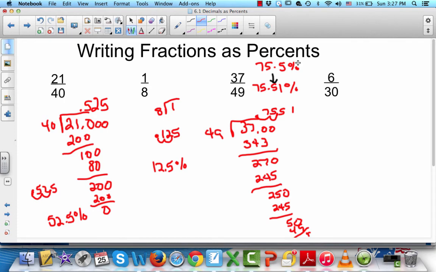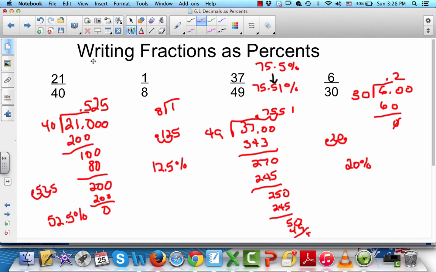Okay, finally the 6 over 30. We go 6 divided by 30. Put our decimals. 30 goes into 60 2 times with 0 remaining. So there's 0.2. So we go 0.2, we move it 1, 2 places to the right, fill in the 0, and we've got 20%.